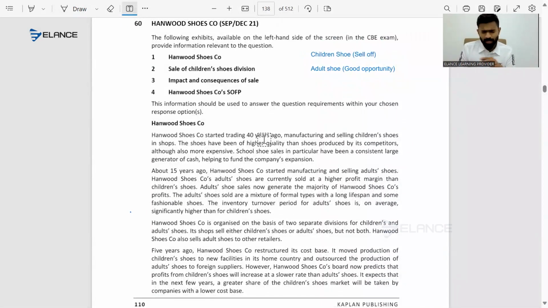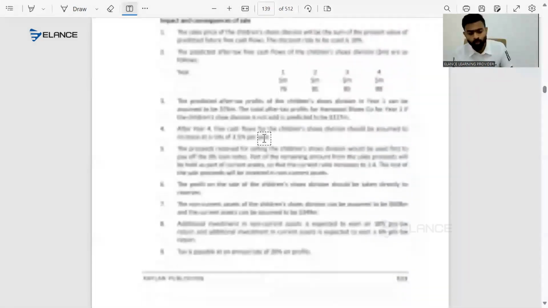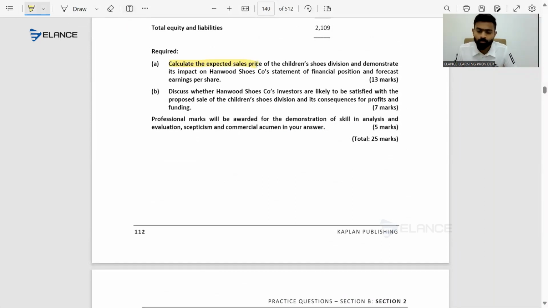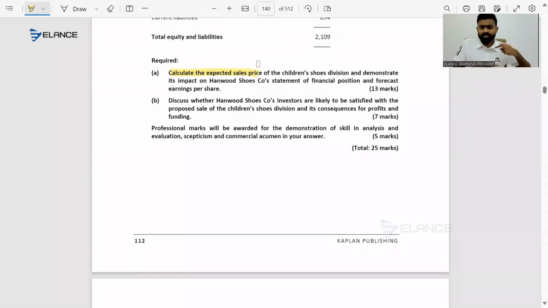Now, a typical question like this will ask to calculate what is the expected selling price. This is requirement number 1. And after selling the children's shoe division, that means it will continue with only the adults division. What will be the balance sheet after that? Statement of financial position. And after that, we need to forecast what will be the earnings per share.